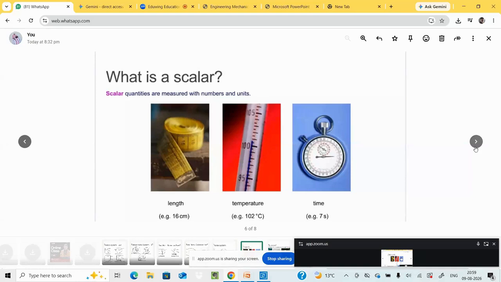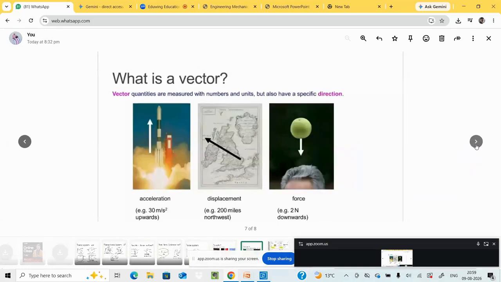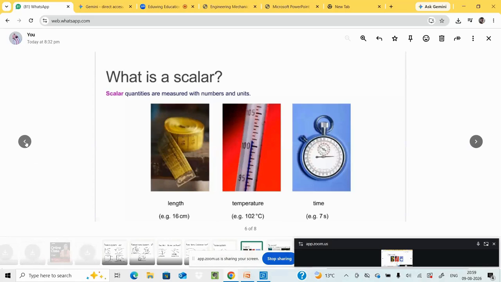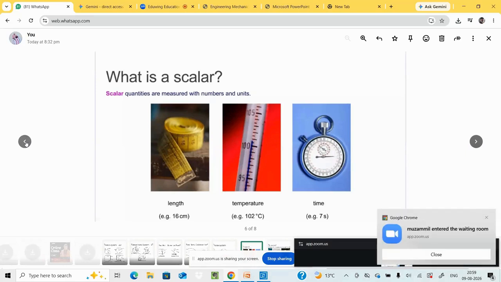Yes, sir. Clear. Then vector quantity. You should know about scalar and vector. Sir, repeat it again. In a scalar quantity, wherever you have numbers, in length you have a number, whether it is 6 centimeters, 6 meters or 6 kilometers, whatever it is, that is a scalar quantity. Temperature is also a number. This particular 16 centimeter is a length, so that 16 is called a scalar quantity.